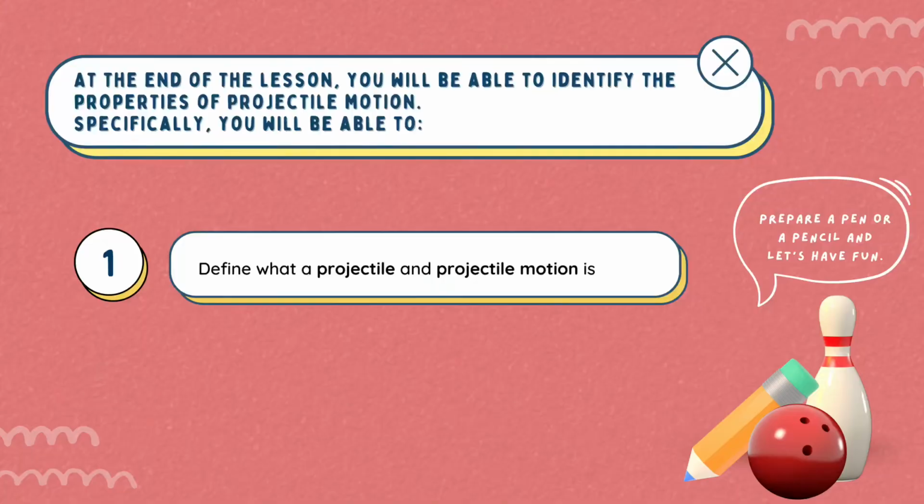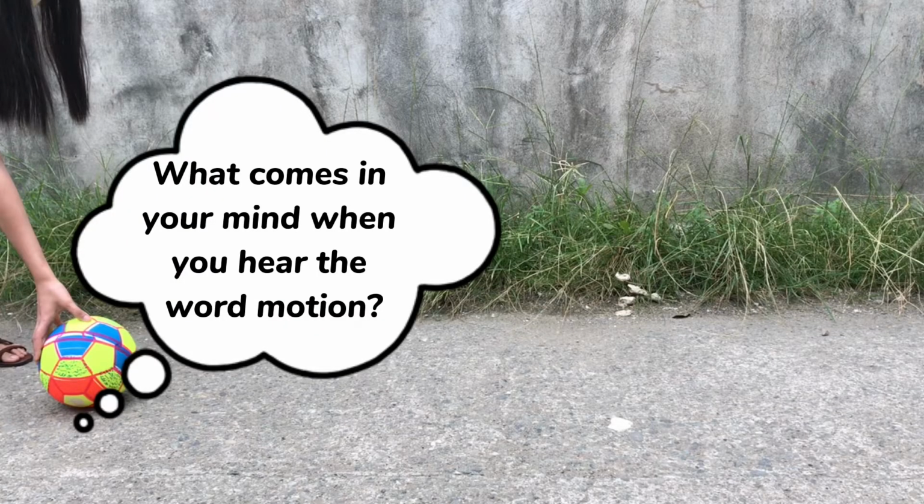At the end of the lesson, you will be able to identify the properties of projectile motion. Specifically, you will be able to define what a projectile and a projectile motion is. What comes in your mind when you hear the word motion?